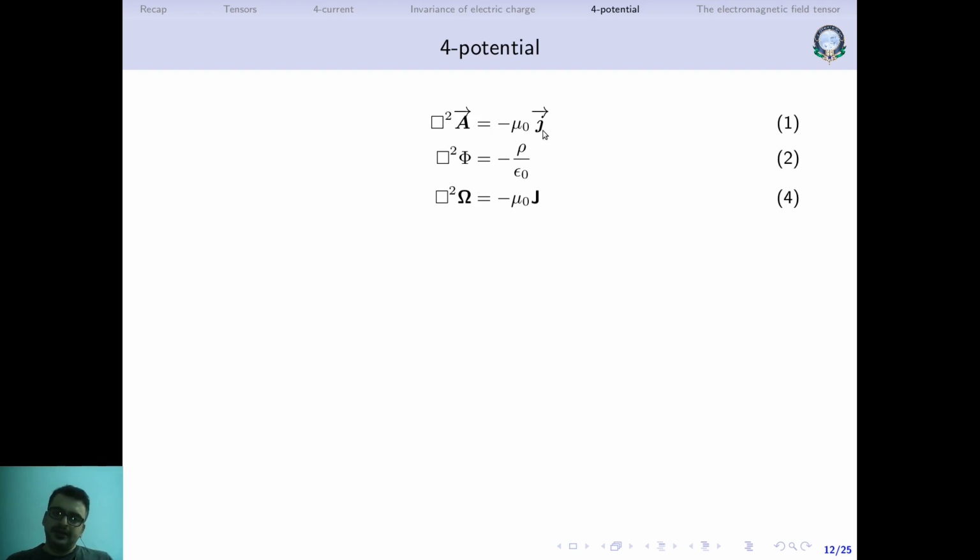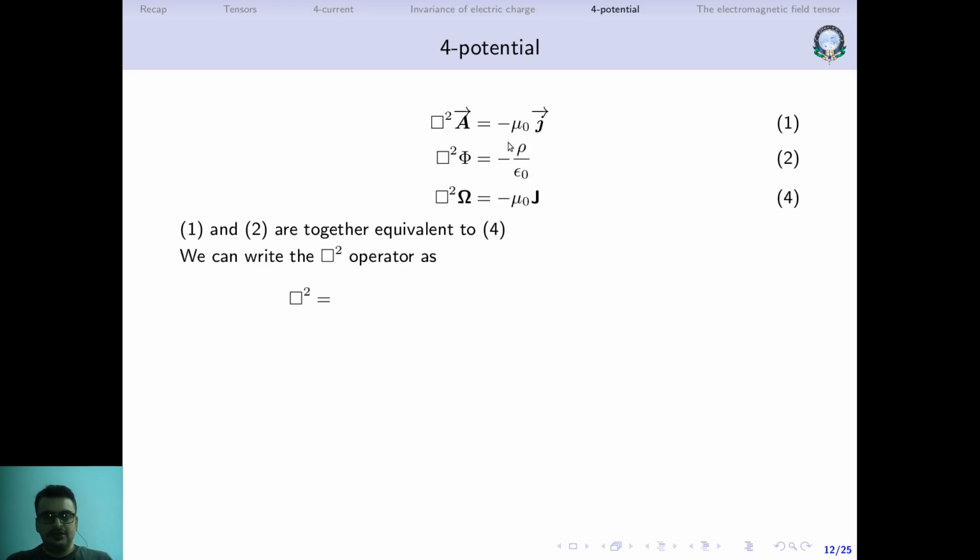So D'Alembert of A is equal to minus mu naught j, D'Alembert of phi is equal to minus rho by epsilon naught, and D'Alembert of omega is equal to minus mu naught times the 4 current. So equations 1 and 2, these two equations together, we could combine and write equivalently in this form, because if you take them component-wise, the first 3 components together give you equation 1, and the last component of this equation gives you equation number 2.